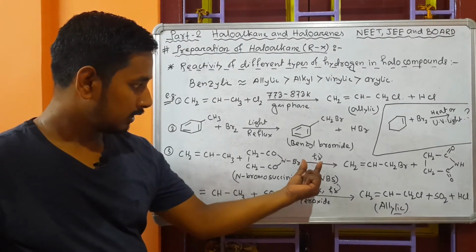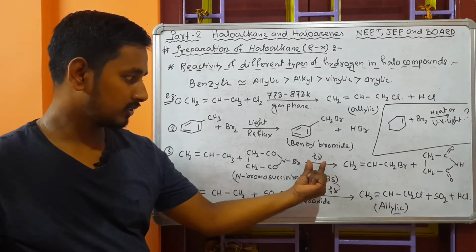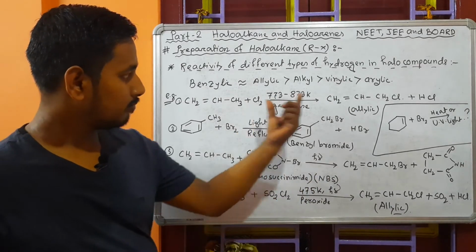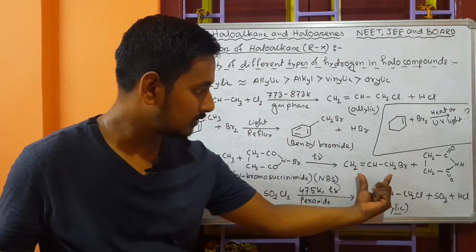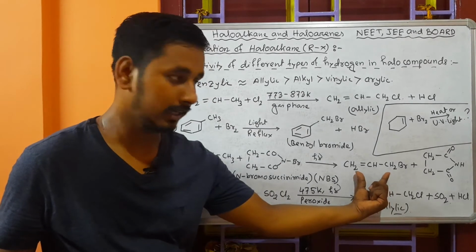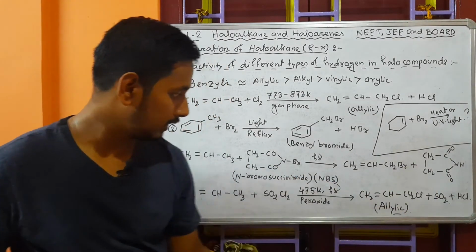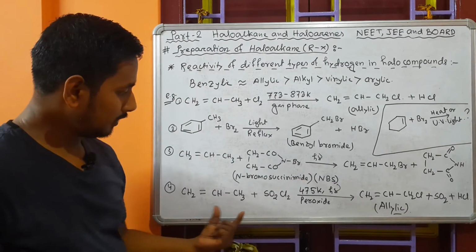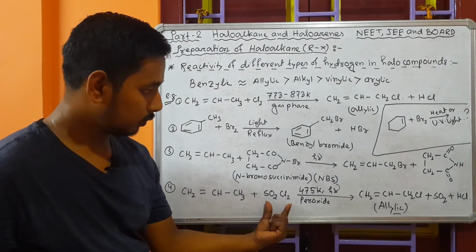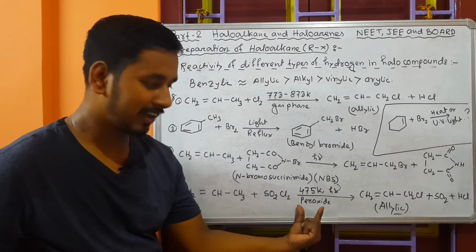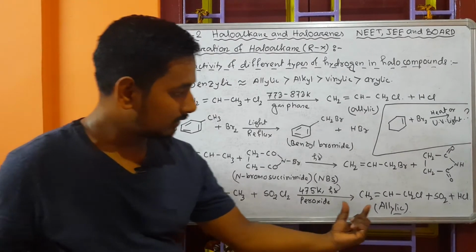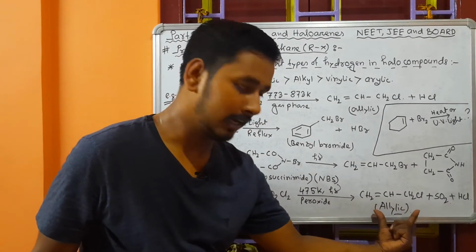Okay, the same condition in presence of sunlight, then you get the same product. Okay, same product. This is also an allylic bromide, and this is your byproduct. You remember this thing. And if you do the same thing with SO2Cl2 with a trace of peroxide, you get the allylic one also.